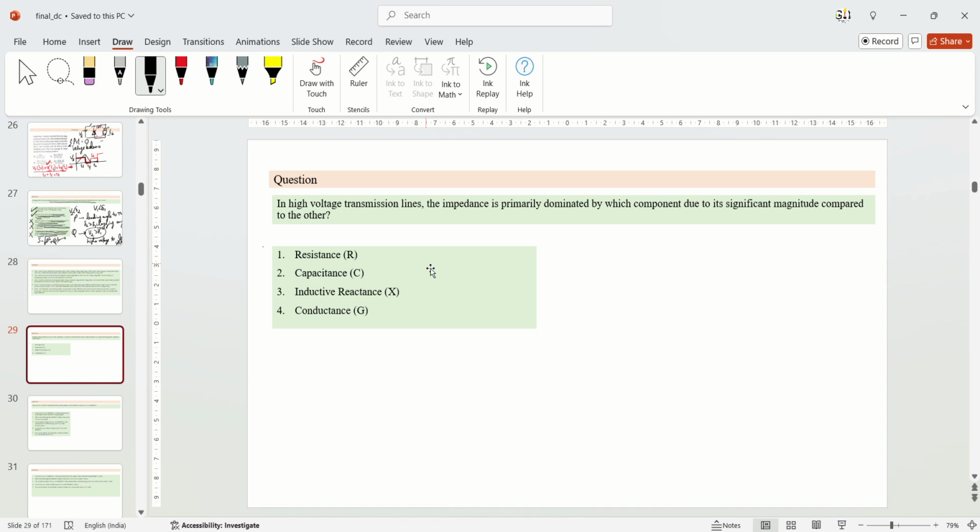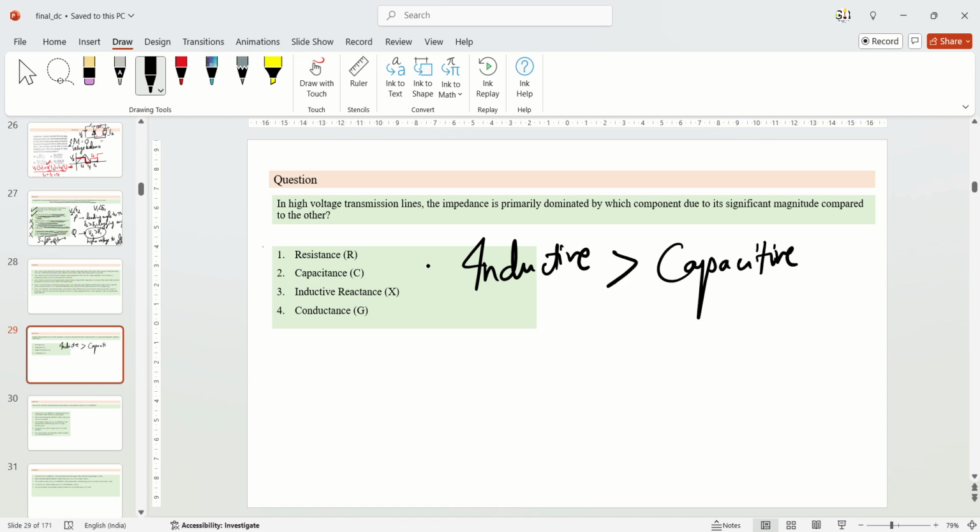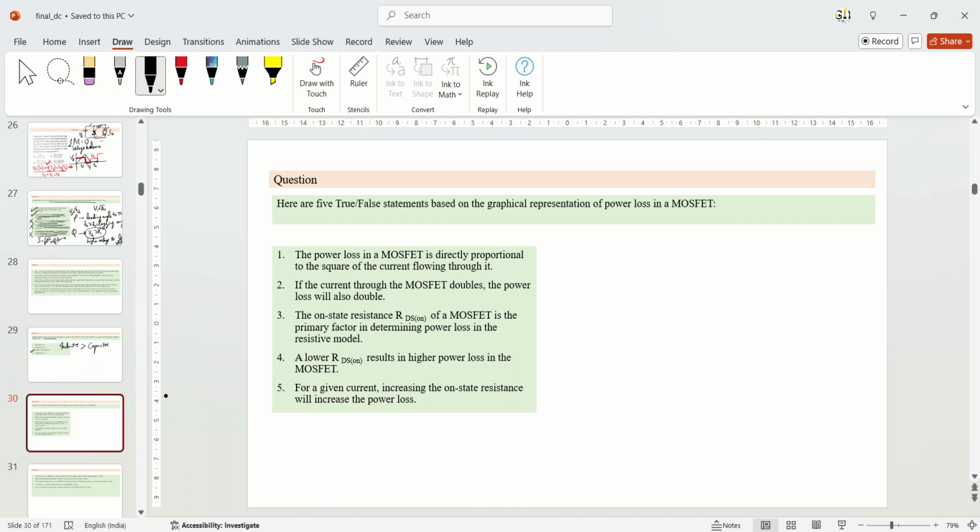Okay, let me give the solution for this. The inductive components are always greater than the capacitive component, which is significant in the high voltage transmission line. Okay, so this is the next statement.